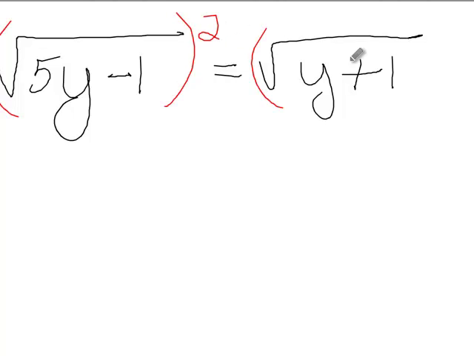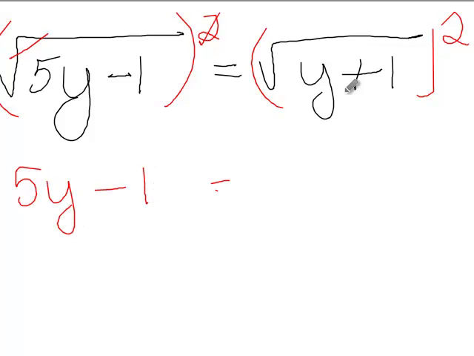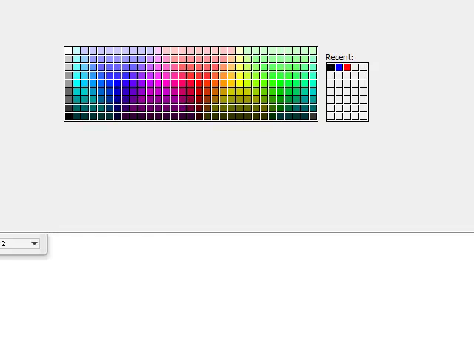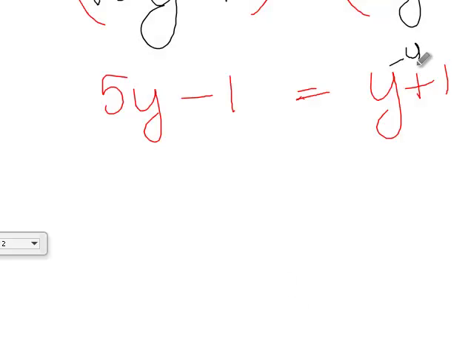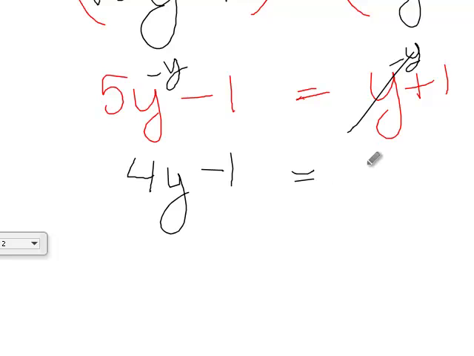So if we square both sides, the square and the square root cancel here to leave us with 5y minus 1. And they also cancel over on this side to leave us with y plus 1. Now we have just a regular equation where we can go ahead and solve. So we're going to start by getting our y's on one side, and that's going to happen by subtracting y from both sides. That leaves us with 4y minus 1 equals 1.